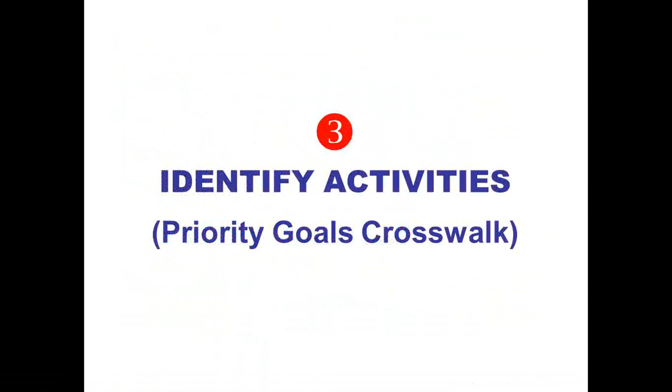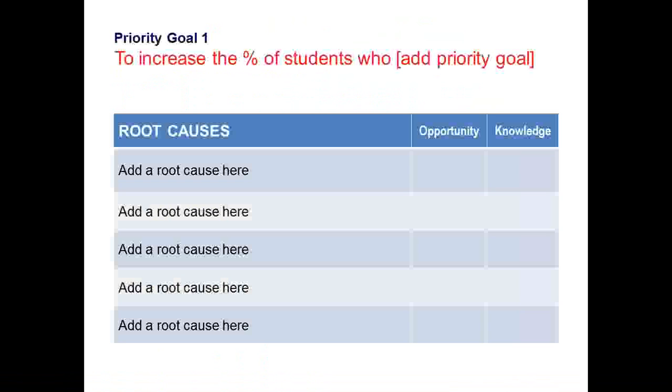Okay, so the first step is to identify activities. This is also called the priority goals crosswalk. We're going to pull up each priority goal and examine the activities that go with it. So, priority goal number 1, and the priority goal you'll add up here. So our priority goal number 1 is to increase the percentage of students who, say, complete a 4-year high school course plan. Here are our root causes, why we think kids aren't doing that.